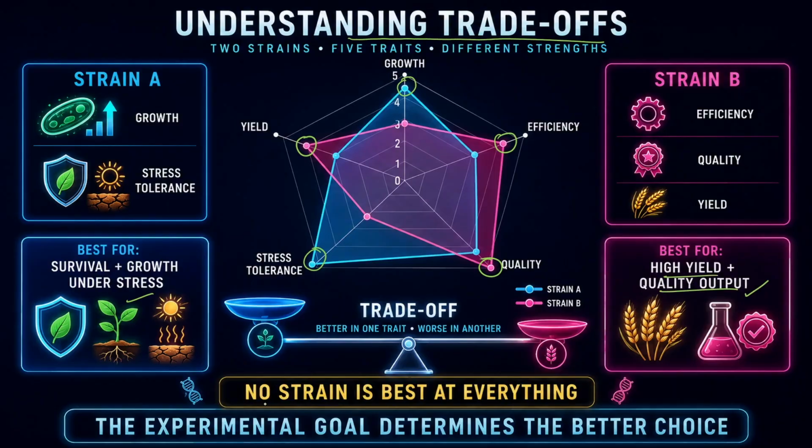Neither strain is the strongest in all five traits. Choosing strain A gives us better growth and stress tolerance but lower efficiency, quality and yield. Choosing strain B gives us better output related traits but lower growth and stress tolerance. So a trade-off is not a mistake in the chart. It reveals different strengths and weaknesses. No strain is best at everything. The better choice always depends on the biological or experimental goal.